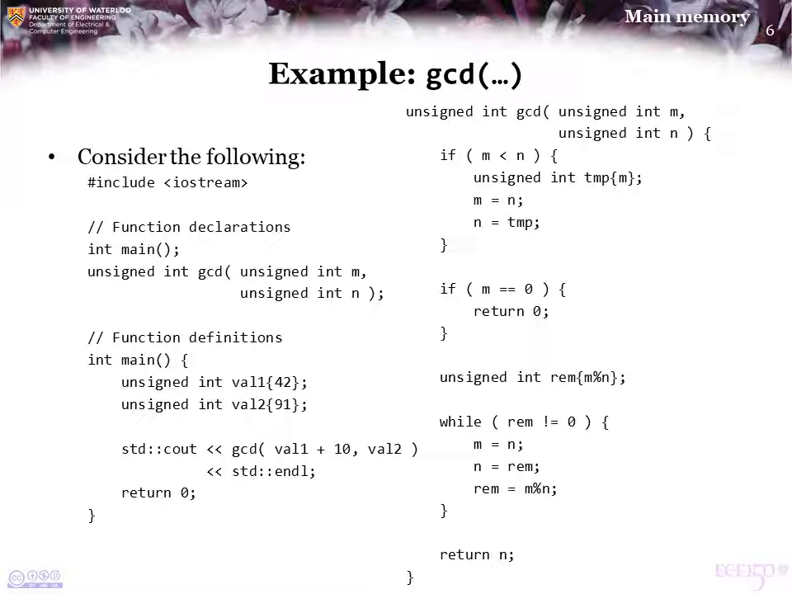Alright, let's see how this works. Here we have a program that prints out the GCD of 2 numbers. Within main, we initialize 2 local variables to take on the values 42 and 91, and then we call the GCD function, which will then calculate the GCD of the 2 arguments. Note that the GCD is being calculated of val1 plus 10 and val2.